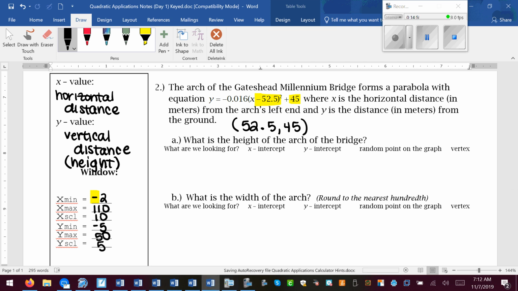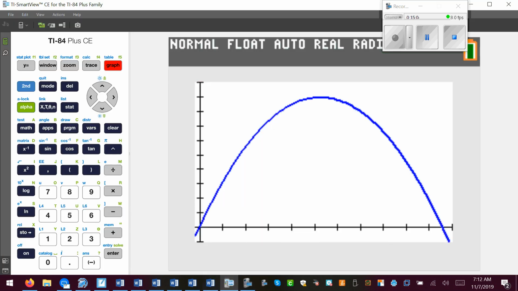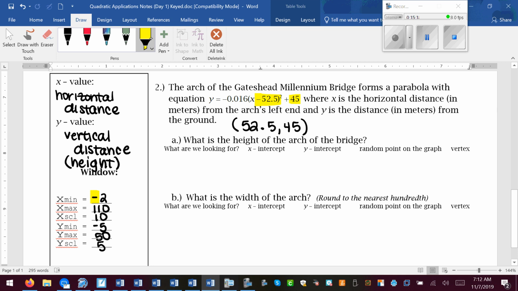Part A says, what is the height of the arch of the bridge? So you need to interpret this now. If I go to my graph and put a ruler to it and wanted to measure the height, I would be looking for the distance from the x-intercept up to the highest point, which we know is the vertex. If I'm looking for the vertex, we know the height already because the y value tells me the vertical distance or the height, and that's 45 feet.